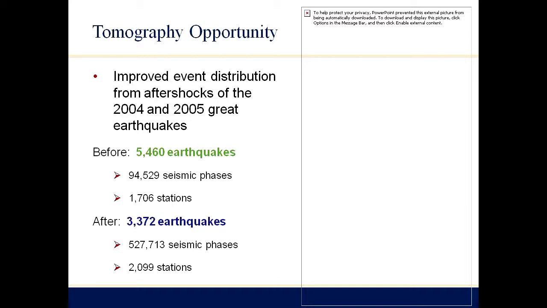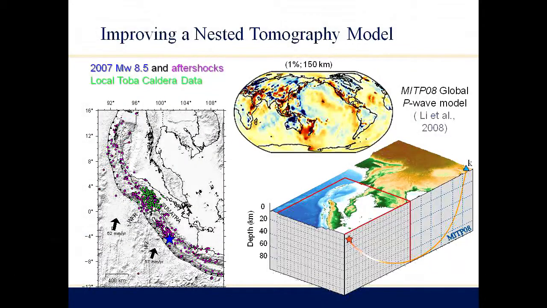Beforehand we might have had 5,500 earthquakes. After, we had an additional 4,000 earthquakes, but these were earthquakes occurring when the global seismic network was at the time at its peak, right? It's always improving, but we have a lot more data. And this is going to allow us to image the entire subduction zone.